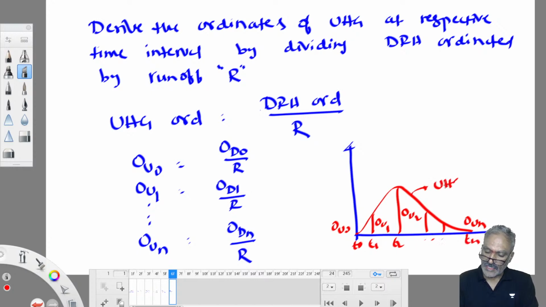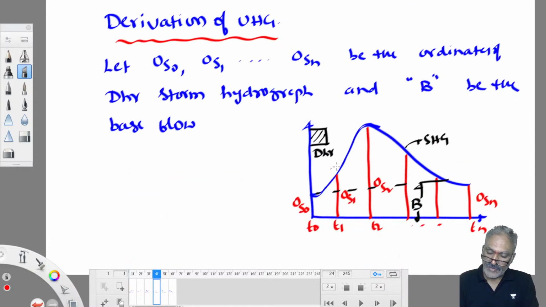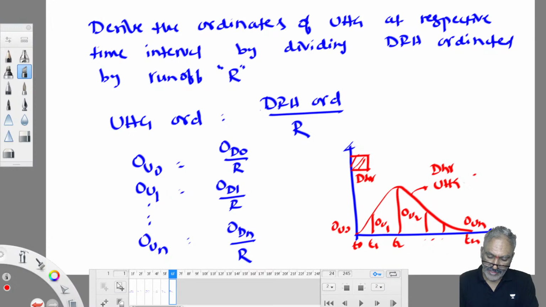This is the unit hydrograph, the D-hour unit hydrograph. It represents a D-hour storm. That's how we write it. This also represents the same D-hour storm, but as a direct runoff hydrograph. This represents the D-hour storm as well, but as the storm hydrograph ordinates. So this is how we can travel between them.